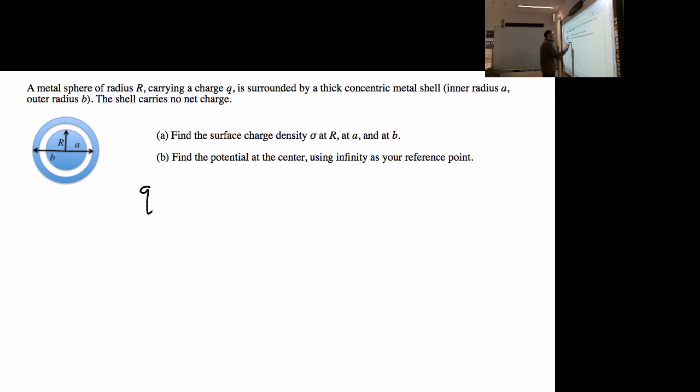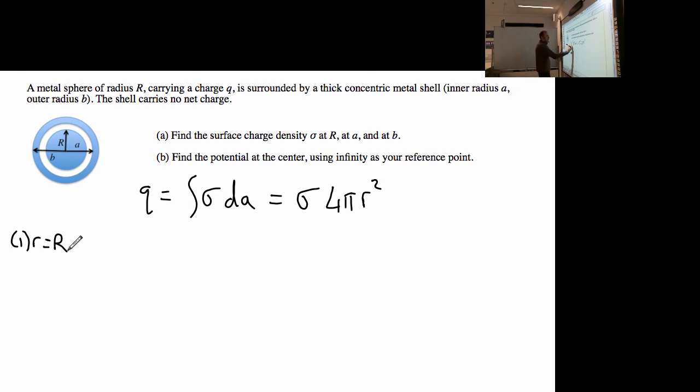Okay, so what's our total charge going to be equal to? Well, our total charge Q is going to be equal to the integral of sigma over the area, and that is going to be given by sigma times 4 pi r squared, where r is the radius. So let's start at big R, so we have r equal to capital R. And what we're going to find is that our surface charge density sigma will equal Q divided by 4 pi R squared.